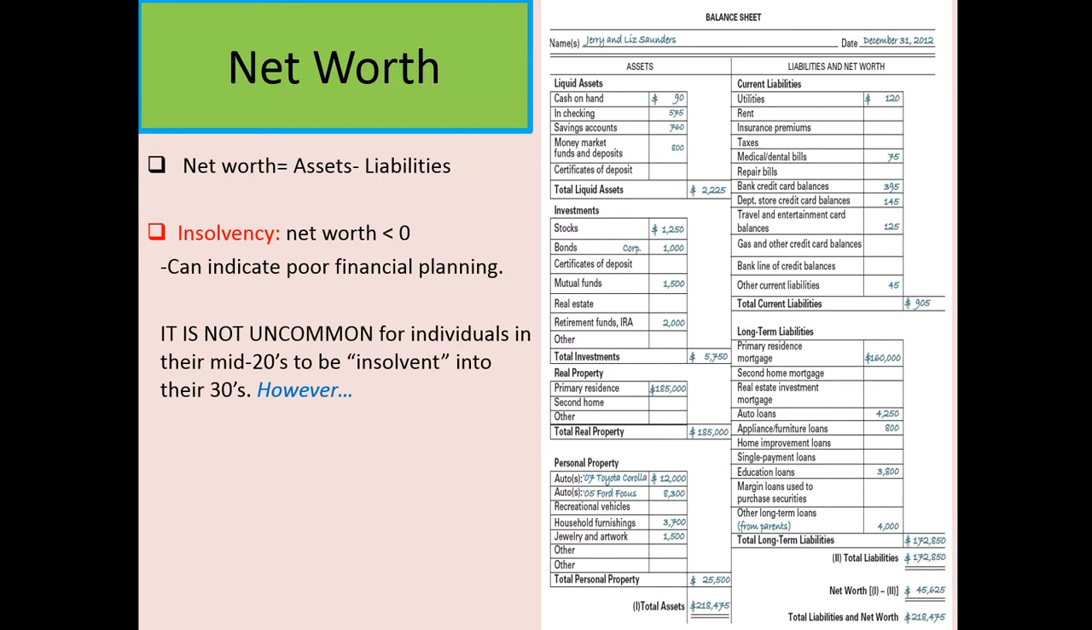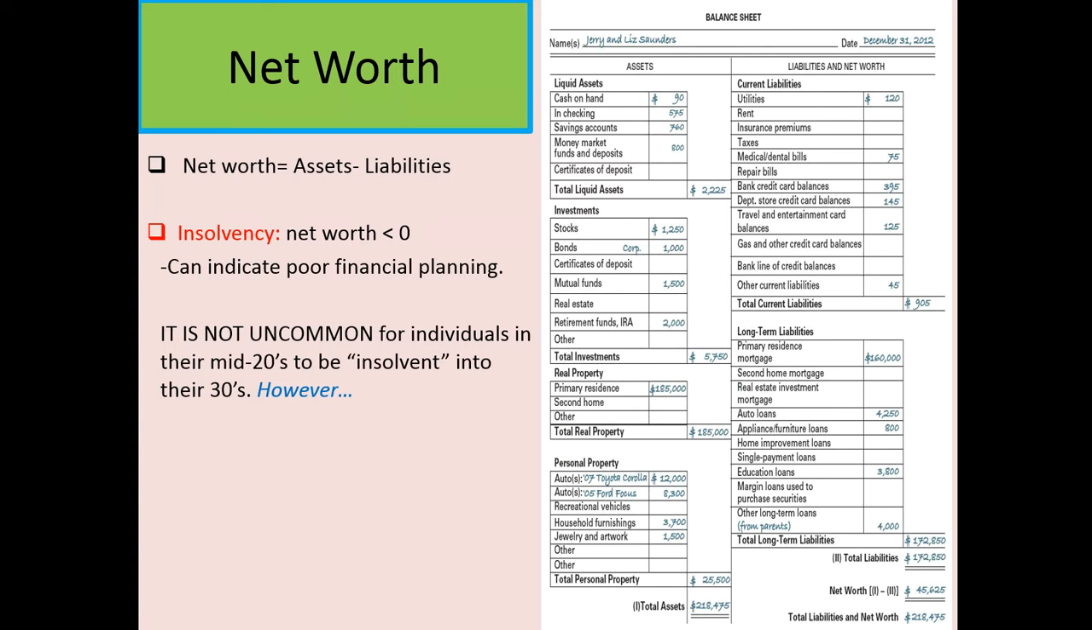All right, net worth is the bottom line calculation. We take our assets minus our liabilities, and we are technically insolvent if our net worth is negative. Now, having a negative net worth can indicate poor financial planning, because you've taken out too many liabilities and you don't have enough assets to cover them.